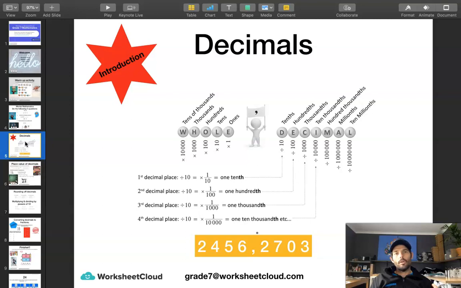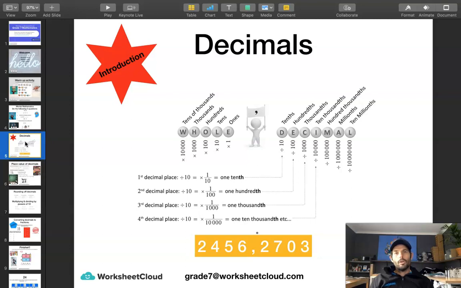Now you in grade 7 are not going to have to go beyond thousandths. Just recognize that the words are spelt differently and they end in THS. So all the words to the right of the decimal end in THS. It's also good for you to recognize that to get to tenths, you divide by 10, or you can multiply by 1 over 10. So dividing by 10 is the same as multiplying by 1/10. Dividing by 100 is the same as multiplying by 1 over 100. Dividing by 1,000, same as multiplying by 1 over 1,000, and so on.